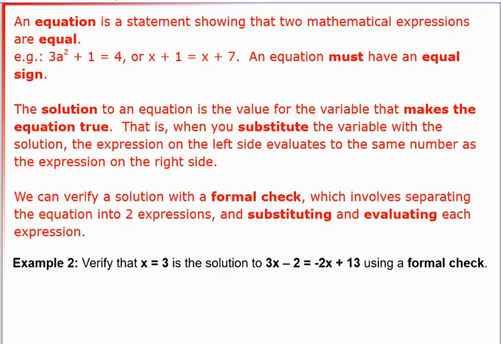An expression doesn't have an equal sign with left and right. Equations have a left side equals a right side. So an equation is a statement showing that two mathematical expressions are equal. So in other words, there's a left side and a right side. So we can say there's a left side, right side.